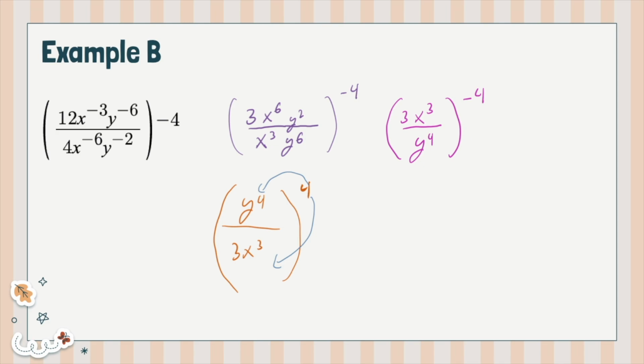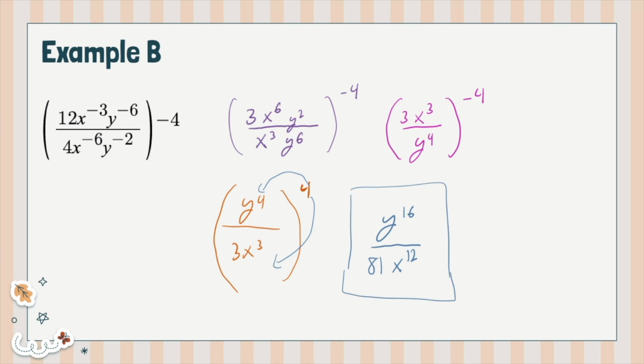So y to the 4th power is going to be y to the 4th times y to the 4th times y to the 4th times y to the 4th, which is going to leave us with y to the 16th on the top. And on the bottom, we have to do 3 to the 4th power. So 3 times 3 times 3 times 3 is going to be 81. And we've got to do x to the 3rd to the 4th power. So x to the 3rd times x to the 3rd times x to the 3rd times x to the 3rd is going to be x to the 12th. And that's it. That's as far as we can go because we can't combine like terms any further.